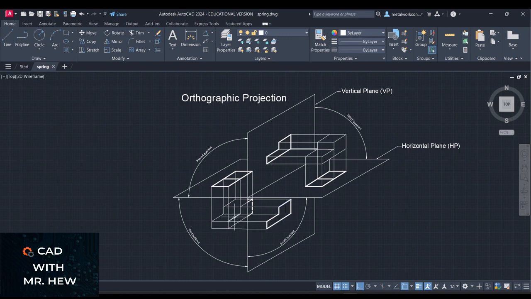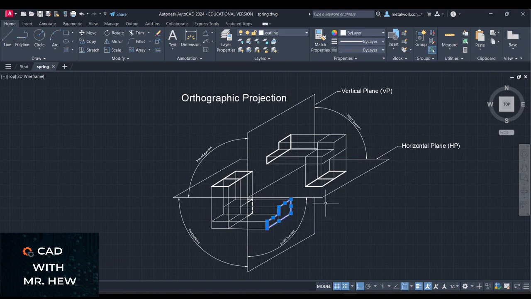Then in the third quadrant, we would have the object suspended below the horizontal plane and in front of the vertical plane, but to the left. When you project the lines from the top of the object towards the horizontal plane, this is the plan view that you would get. If you project the lines perpendicularly to the vertical plane, this is the front elevation that you would get down here, which is this front elevation view.